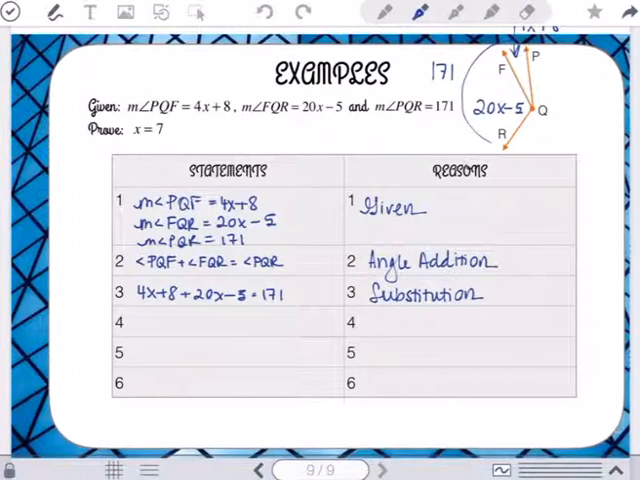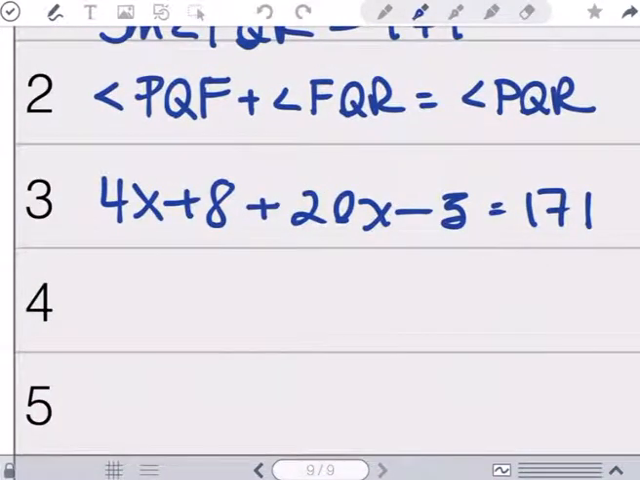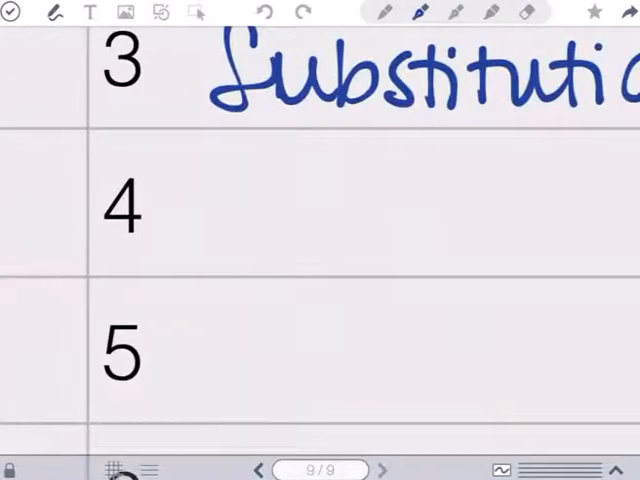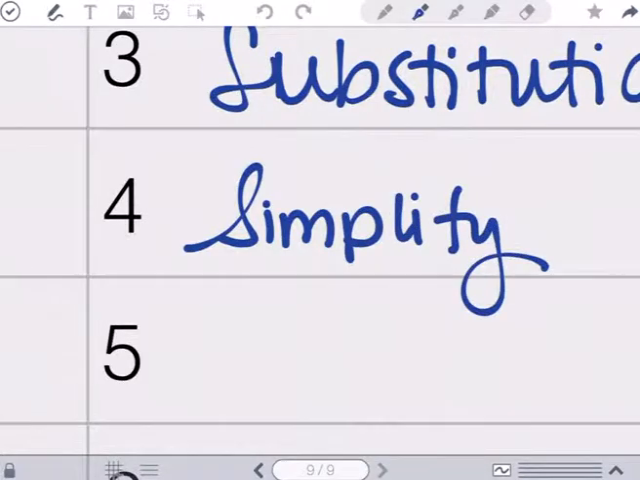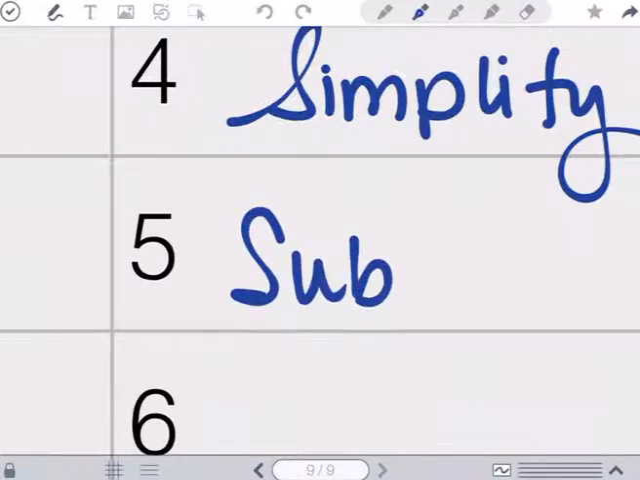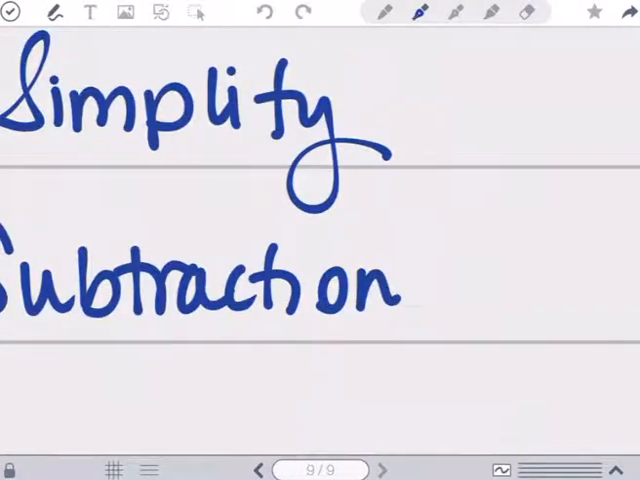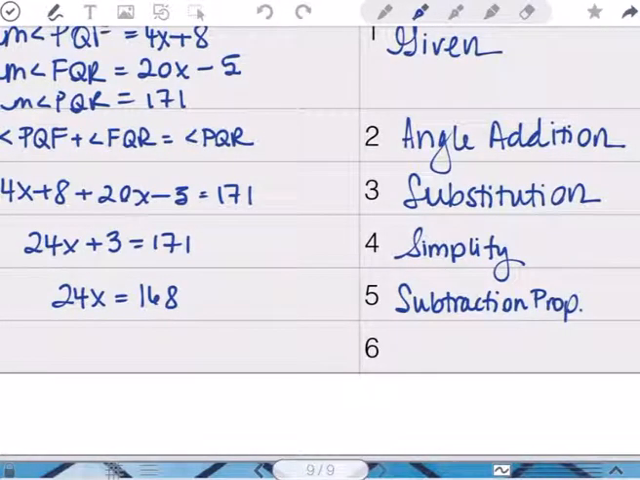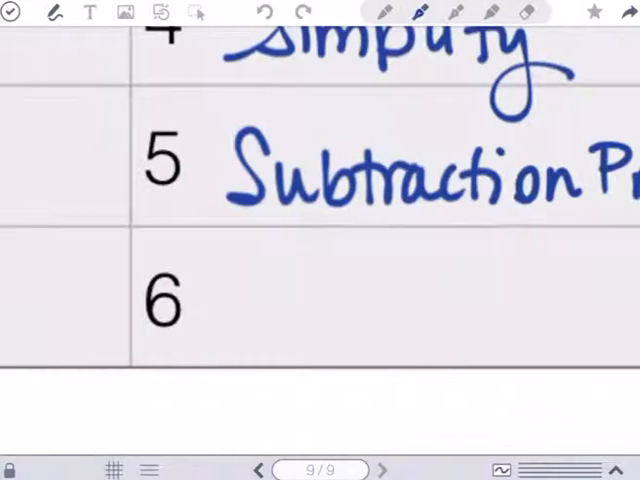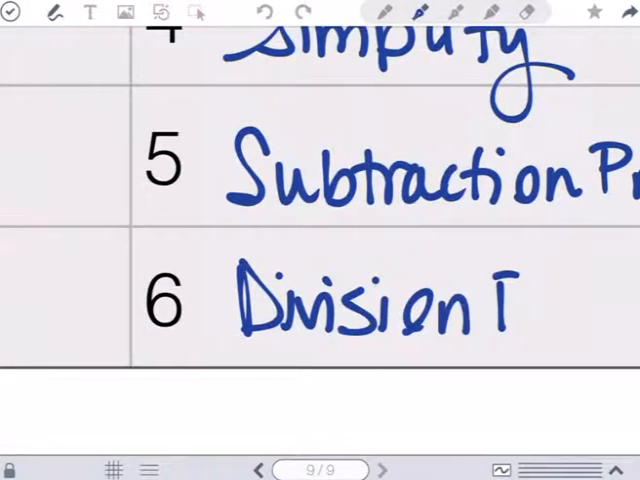Similar to the last ones, we also have simplification, because we do have like terms to combine. So we get 24x plus 3 equals 171, and our reason is because we combined like terms, or we just simplified. We're then going to take away 3 from both sides, so we get 24x equals 168 by subtraction property. And then lastly, we divided by 24, so we get x equals 7, which is our last one. So this is our division property.